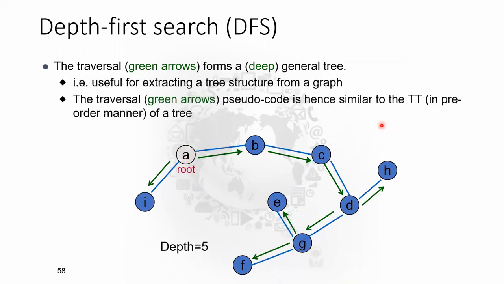Here in the traversal, we use the green arrows to represent the depth of the general tree. So A, B, C, D, and then E, then come back down to F, then H, and then I. This is similar to the pre-order manner of a tree.